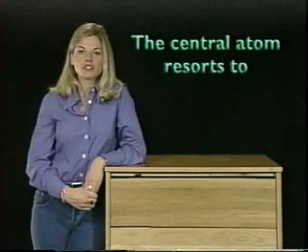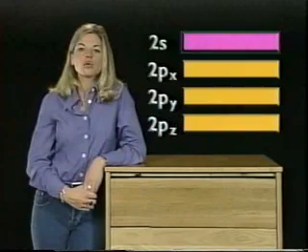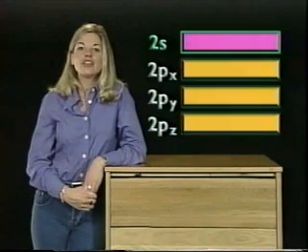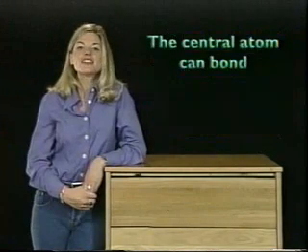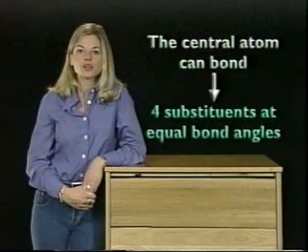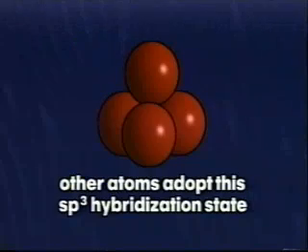So to avoid mutiny, the central atom simply resorts to the much easier method of hybridization. By combining the 1 2s orbital and the 3 2p orbitals to form 4 energetically equivalent sp3 orbitals, the central atom is able to bond 4 substituents at equal bond angles and avoid being overthrown. That is why carbon is so cool. It's the great mediator. Other atoms adopt this same sp3 hybridization state to form molecules.